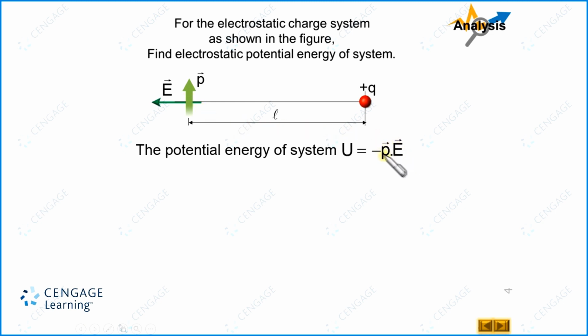Now we can write this dot product as P, the dipole moment, times E, the electric field, and the electric field magnitude because of this point charge will be equal to 1 upon 4 pi epsilon naught Q divided by L square, and the angle between these two is 90 degrees. So we will write minus P multiplied by 1 upon 4 pi epsilon naught Q divided by L square cos 90, and cos 90 we know is equal to 0. That's why the potential energy of the system is equal to 0.